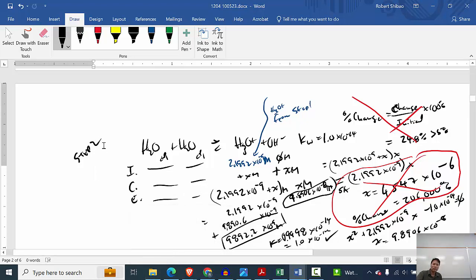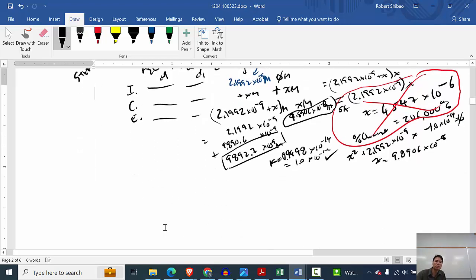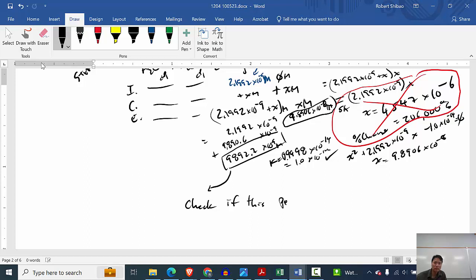No. Not quite done. Because how much did we increase the hydronium? Well, we started off with 2, and then we added about 10,000 more. So the hydronium changed significantly. So what we need to do is make sure that step two did not perturb step one. So check if this perturbs the previous step.